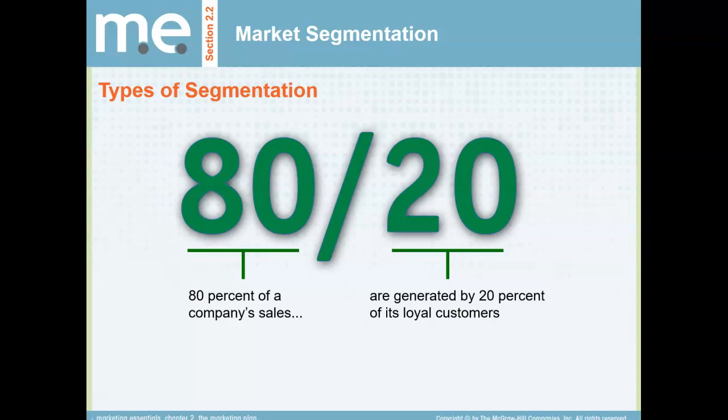So, I think this is our last, just a couple more things. So types of segmentation: 80% of a business's sales are generated by 20% of its loyal customers. This is just common sense, the 80-20 rule that goes through life, and it's in a lot of different ways.